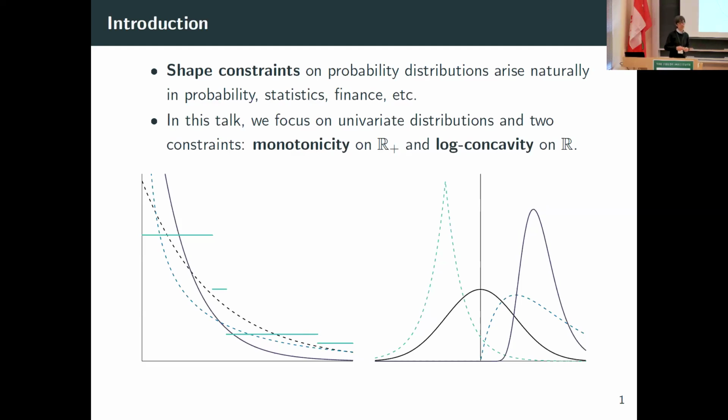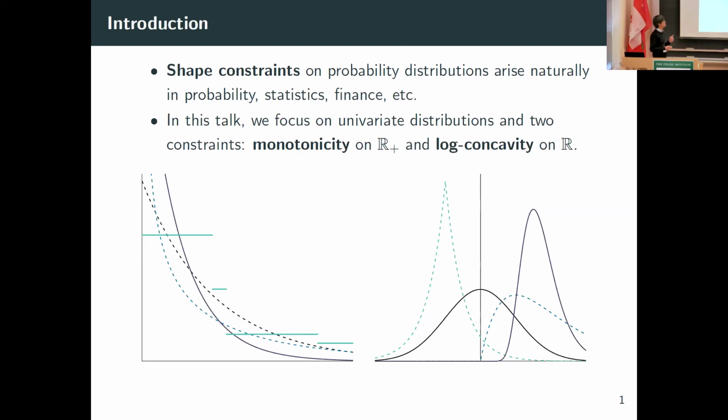And of course, there are also many different shape constraints. The ones that I will focus on today are monotonicity on the non-negative real line, and also log concavity. For simplicity, I will consider only the univariate case. Of course, it is very interesting to see how these will generalize to the multivariate case, but for now, we study the most concrete setup.